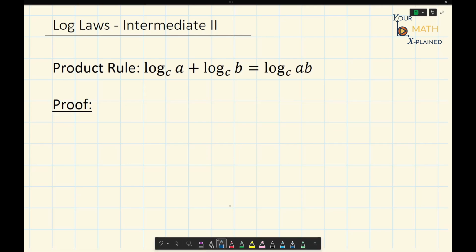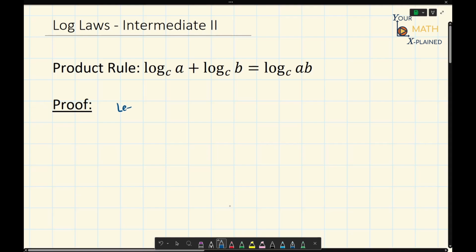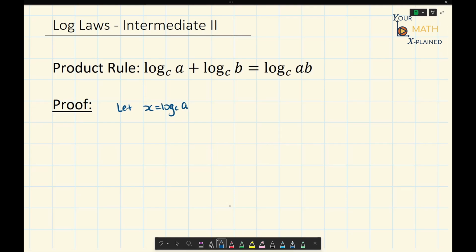Recall that the product rule says log base c of a plus log base c of b is equal to log base c of a times b. So what we're going to do is we're going to let x be equal to log base c of a, and then we're going to let y be equal to log base c of b, and we're going to let z be equal to log base c of a times b.